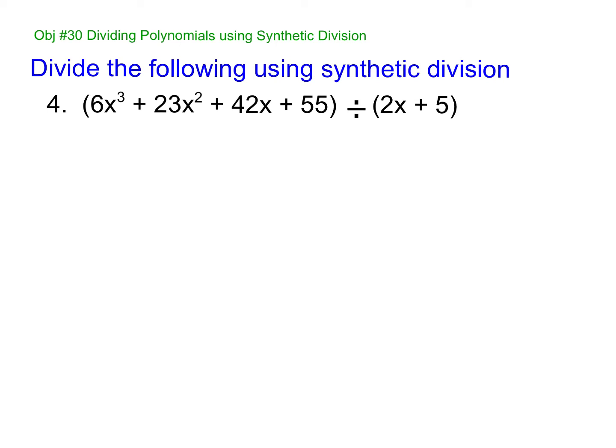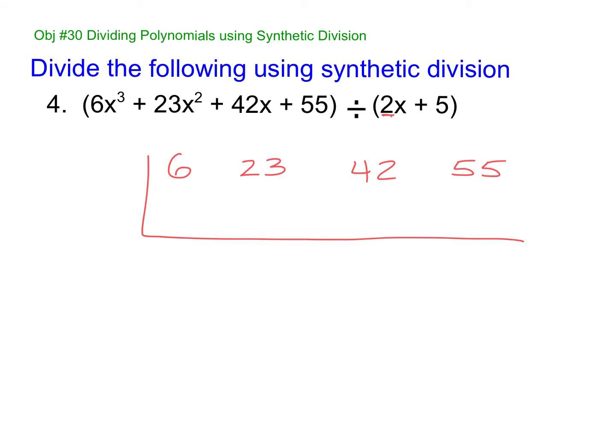All right, now we're going to get a little harder. This one, because it has a coefficient in front of the x, is going to be a little different. So write out your coefficients. We have our 6, 23, 42, and 55.